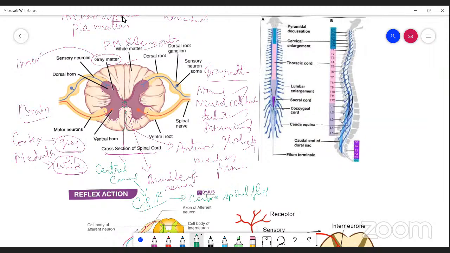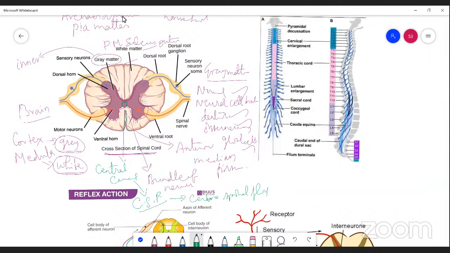The cross section of the spinal cord is generally the same throughout its length. The spinal cord has two parts, gray matter as well as white matter. The inner side is gray matter and the outer side is white matter. So the spinal cord gives a butterfly-shaped region. That means the spinal cord gives a butterfly-shaped region.